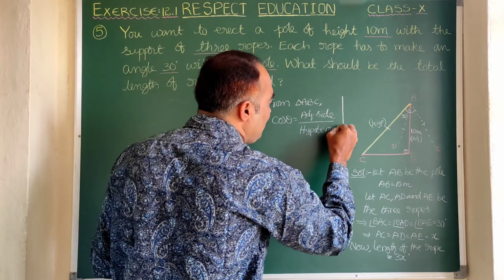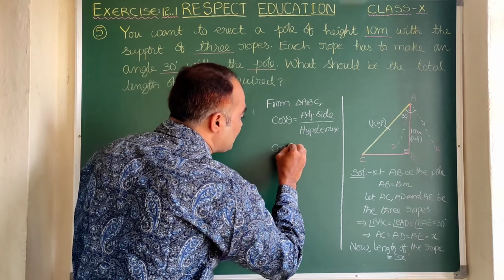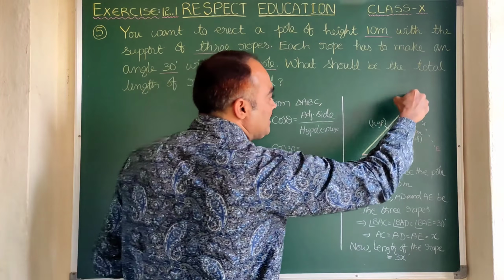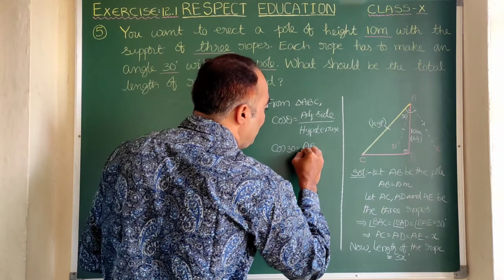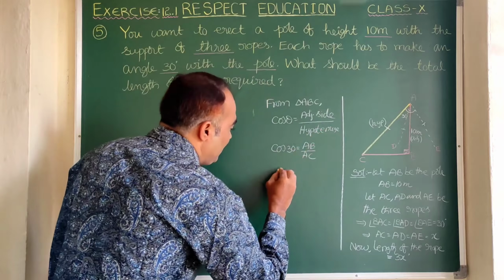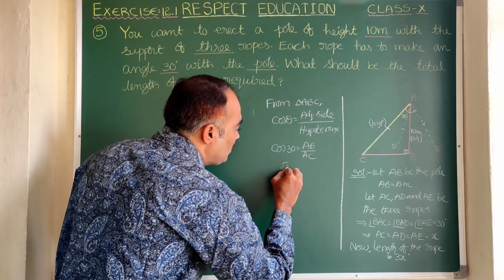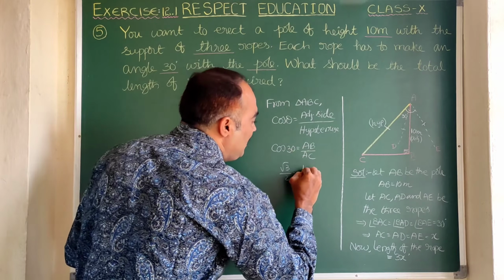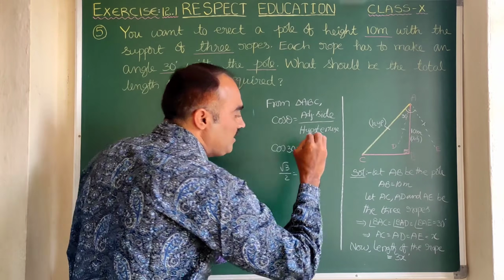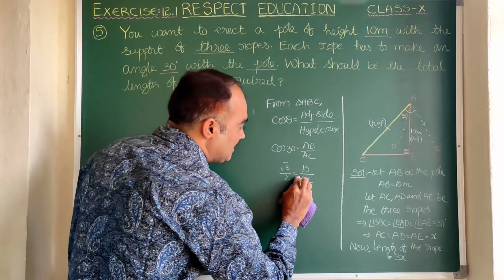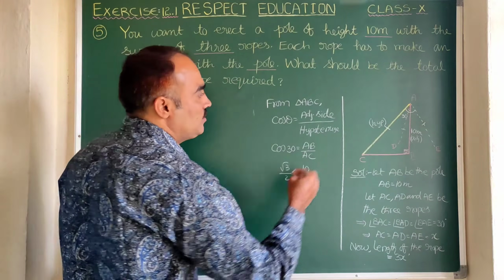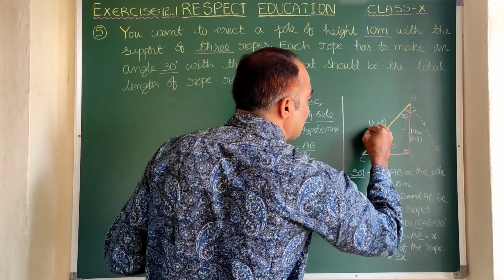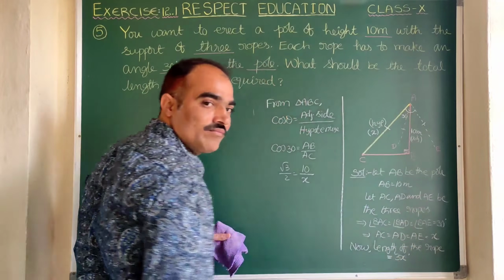Let us substitute the values. cos 30 degrees is equal to adjacent side AB by hypotenuse AC. So AB by AC. Now here cos 30 value is root 3 by 2 and AB is 10 meters, AC is what we need to find. So in place of AC I am writing X, right? So here AC can be taken as X.